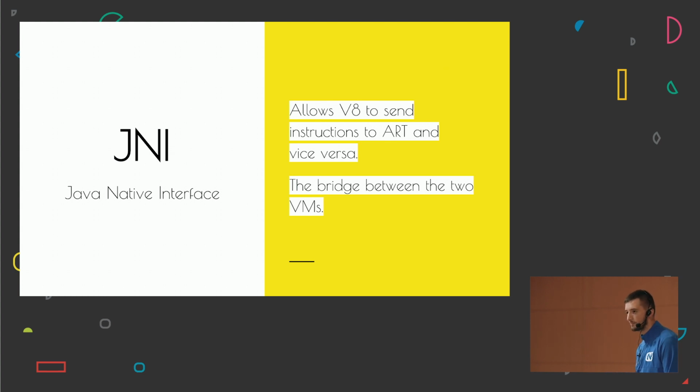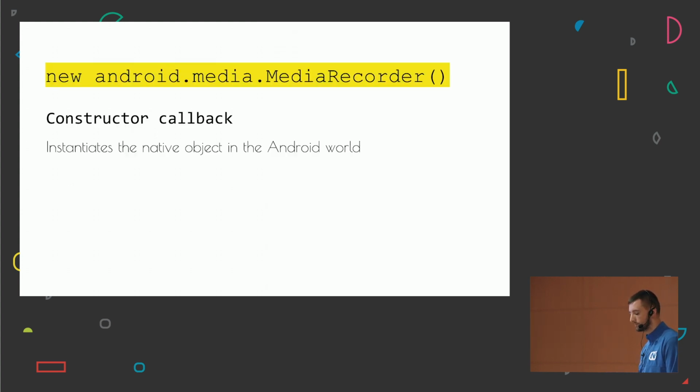Well, we use JNI. JNI is a mechanism used in the Java virtual machines and the Android runtime as well. It allows C++ code to call into the Java world and vice versa. So in our case, it could be considered as the bridge between V8 and the Android runtime. And we use it to create programmatically an instance of the desired object.